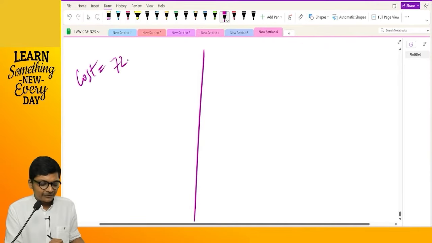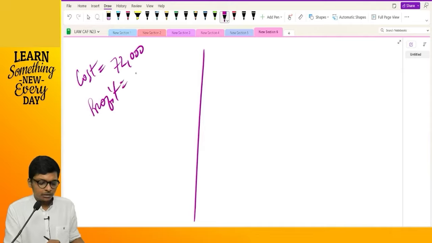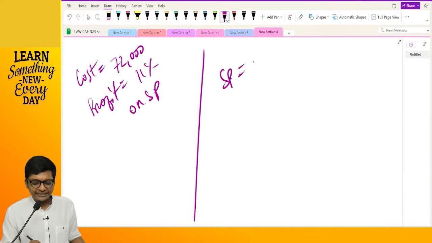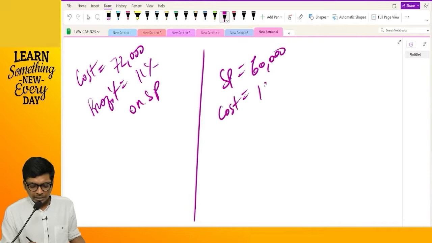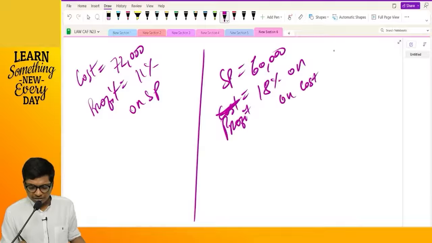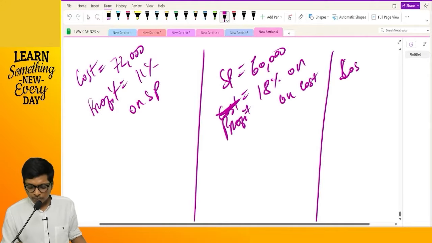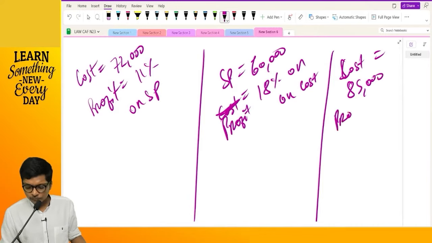Cost is 72,000. Profit is 11% on selling price. Next, selling price is 60,000. Cost is 18%. Sorry, profit is 18% on cost. And third one, cost is 85,000. Profit is 19% on cost.